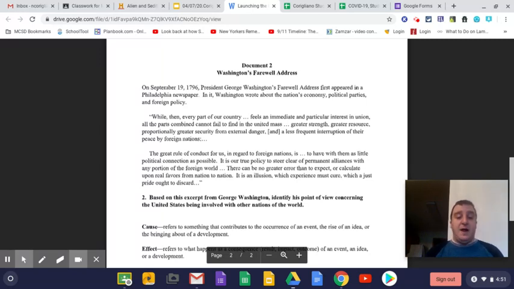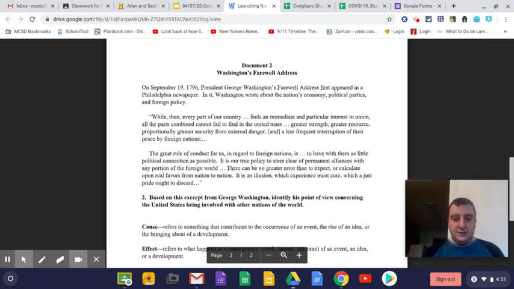So looking at the second paragraph, the great rule of conduct for us in regard to foreign nations is to have with them as little political connection as possible. So that really lays it out right there, guys. He basically wants the United States to have as little government connection as possible with foreign nations. He doesn't want the United States to really get entangled in the political and government events of other nations. That's what he's trying to avoid.